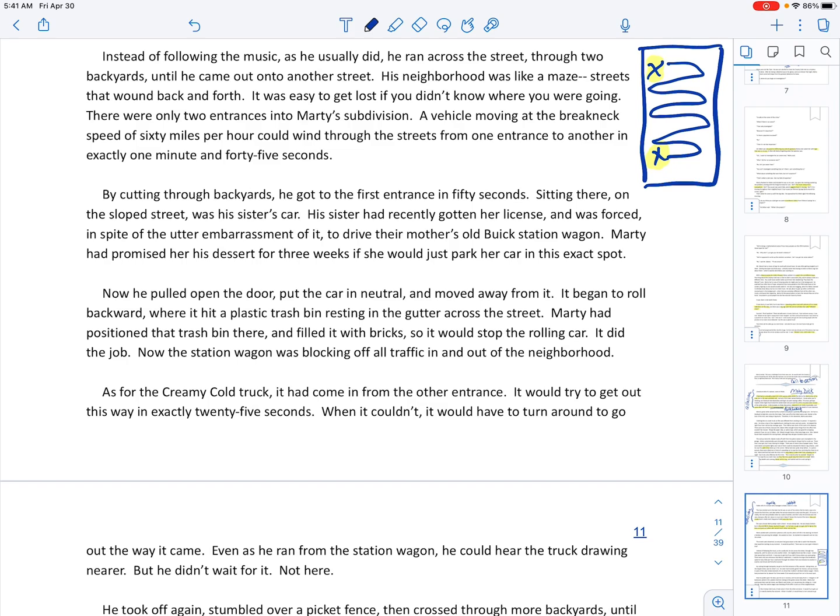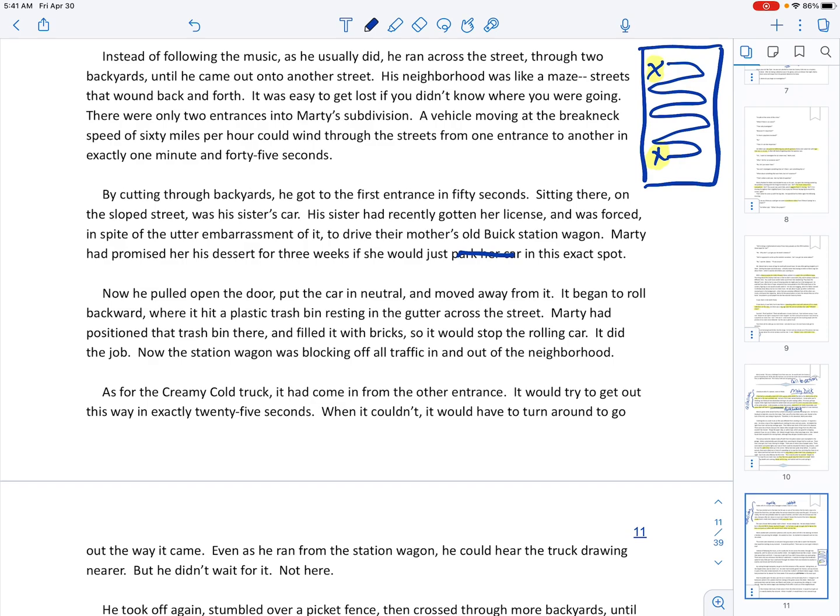By cutting through backyards, he got to the first entrance in 50 seconds. Sitting there on the sloped street was his sister's car. His sister had recently gotten her license and was forced, in spite of the utter embarrassment of it, to drive their mother's old Buick station wagon. Marty had promised her his dessert for 3 weeks if she would just park her car in this exact spot.